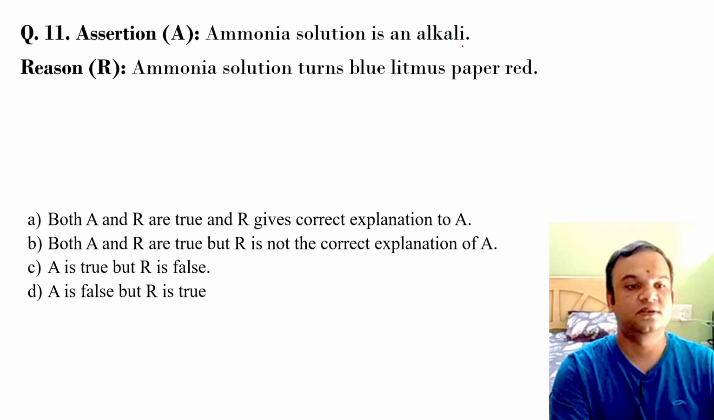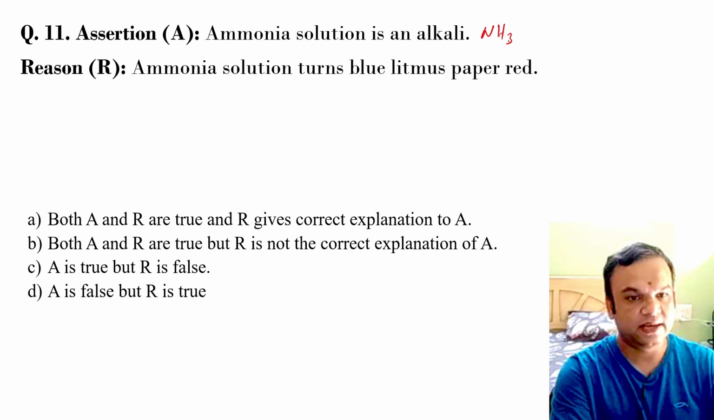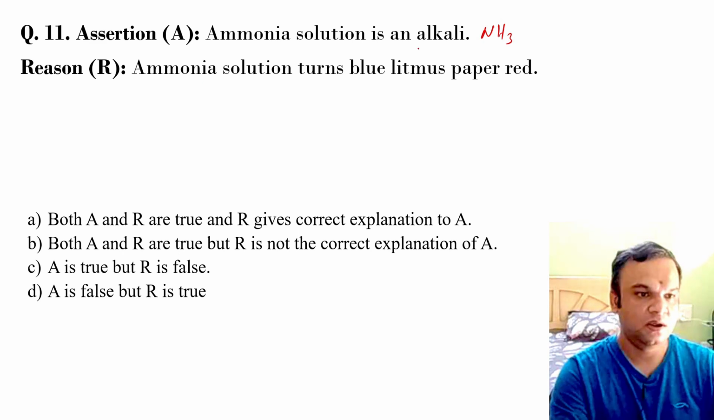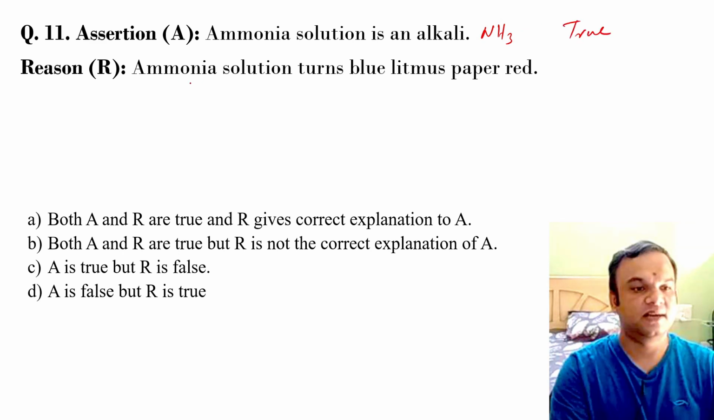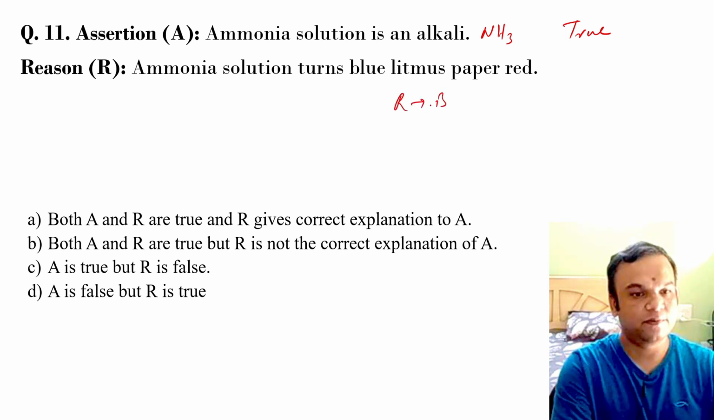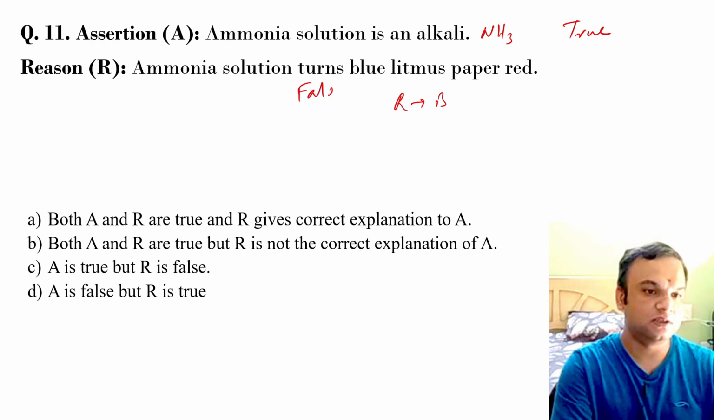In the next question, the assertion states that ammonia solution is an alkali. So ammonia, NH3, is an alkali. It is a basic solution. So it is a true statement. The reason states that ammonia solution turns blue litmus paper red. Students, because it is a base, it will always turn red litmus paper blue, and that is why it is a false statement, and option C will be the correct answer for this question.